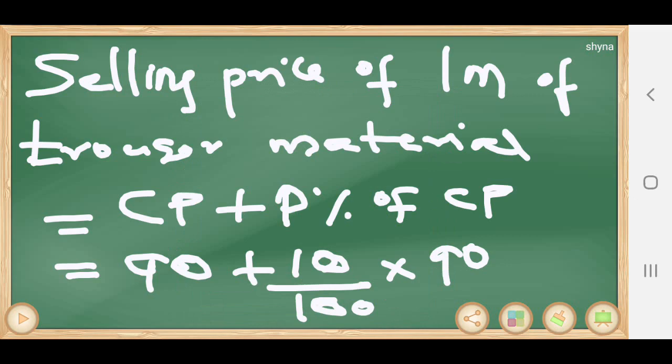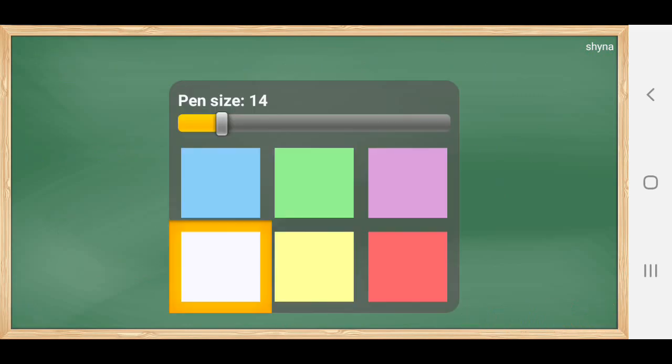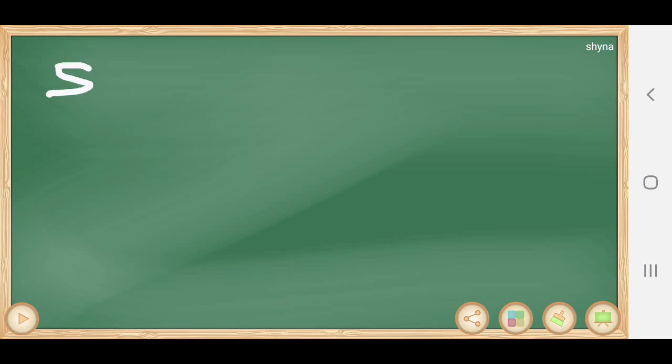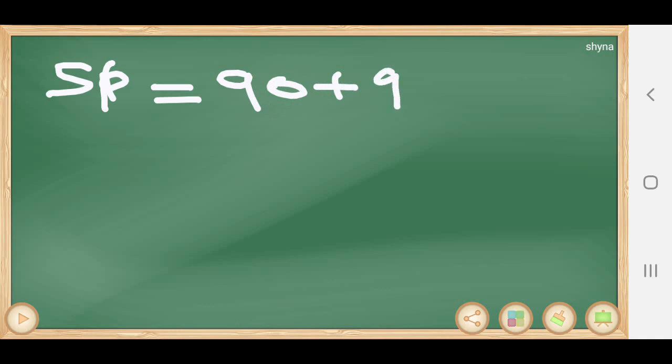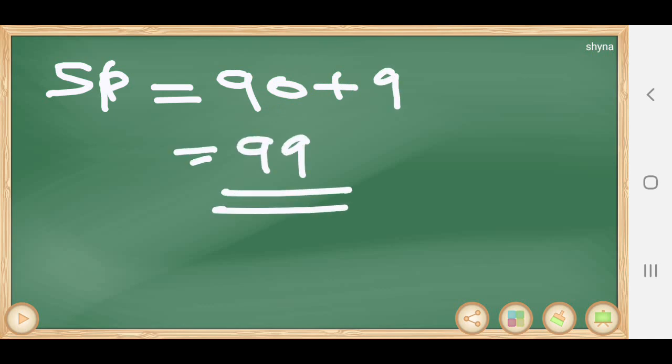Here we can cancel 0 and 0, then 10 and 10 also get cancelled. What is remaining there? Here only 9 is remaining. So selling price SP equal to 90 plus 9, this is 99 rupee. While selling 1 meter of trouser material, he will get 99 rupee.